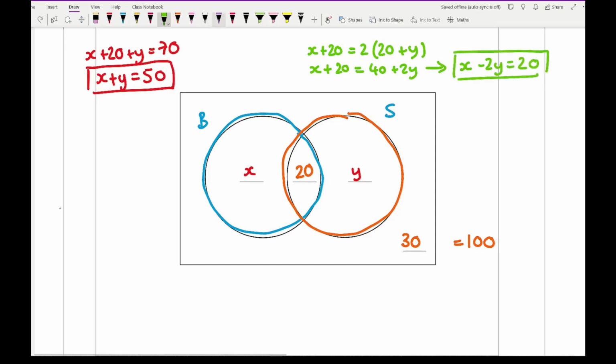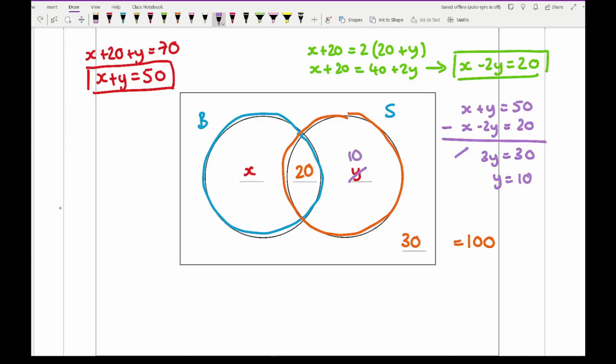So now using those two equations, I'm going to use simultaneous equations to work out what X and Y are. So I've got X plus Y equals 50, and I've got X minus 2Y equals 20. So if I take away the two, I end up with 3Y equals 30. So Y equals 10. So I can write 10 there.